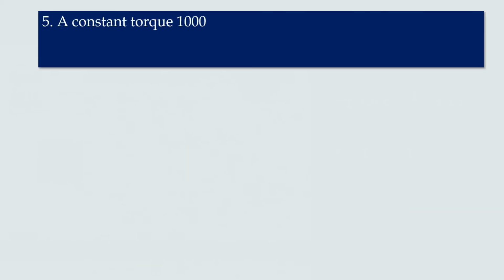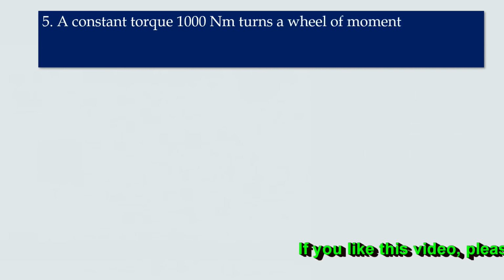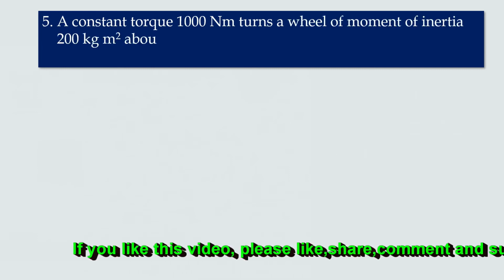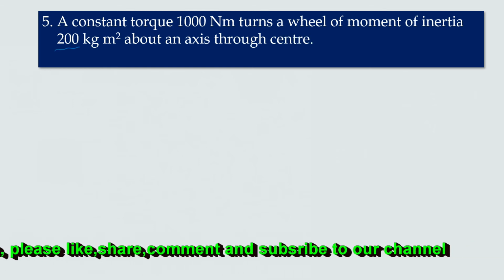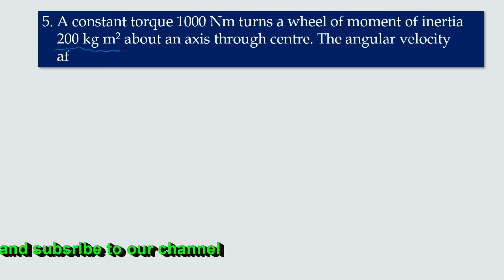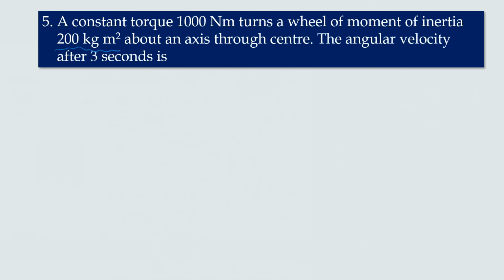A constant torque of 1000 newton meters turns a wheel of moment of inertia 200 kilogram meter square about an axis through the center. The angular velocity after 3 seconds is. Now let us go to the solution. We have to find out the angular velocity after 3 seconds.